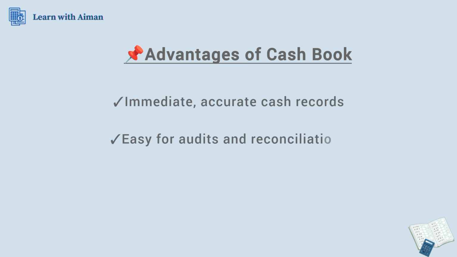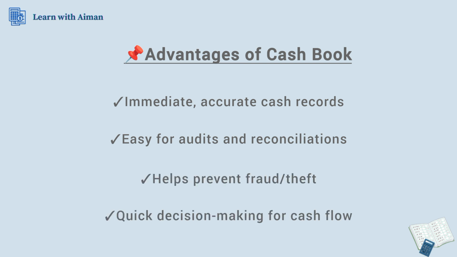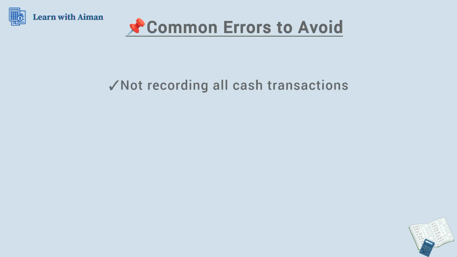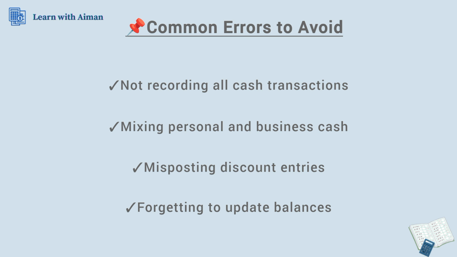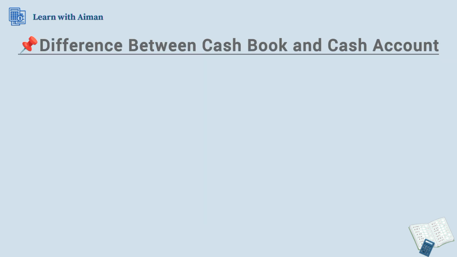Advantages of cash book. It gives immediate and accurate cash records. It is easy for audits and reconciliations. It helps prevent fraud and theft. It can help us in quick decision making for cash flows. Common errors to avoid: not recording all cash transactions, mixing personal and business cash, misposting discount entries, forgetting to update balances.